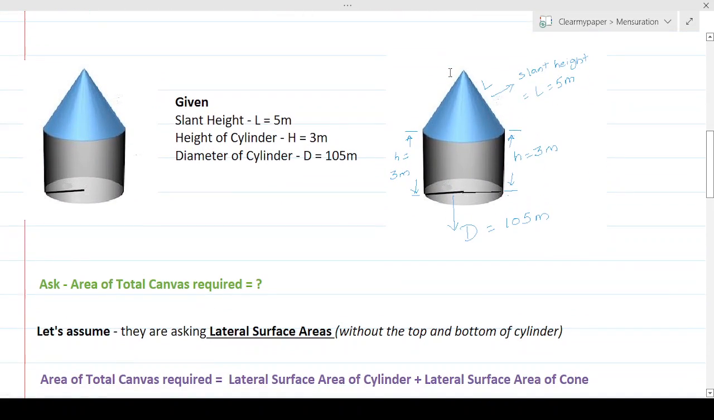So what I'm going to assume is they're asking us to find the lateral surface areas. For example, if this is a combination of cylinder at the bottom and cone at the top, we're going to find the lateral surface area of the cylinder at the bottom and the lateral surface of the cone. And when I say lateral, we'll assume that the circular bases, top and bottom, are open. It's more like hollow, and likewise for the cone.